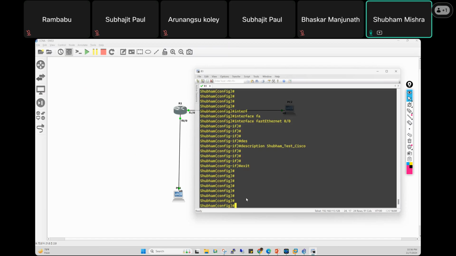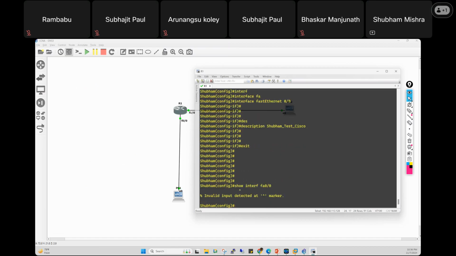Fine. Now I want to check the description of this interface, or check what I configured on this interface. So what is the command? So, interface fast Ethernet F0/0. I am writing. See, it is not taking the command. It is giving me the error. What is the reason? Because this is the show command, and I am trying to run it in which mode? Global configuration mode. And I told you where you can write the show command: in privilege mode.